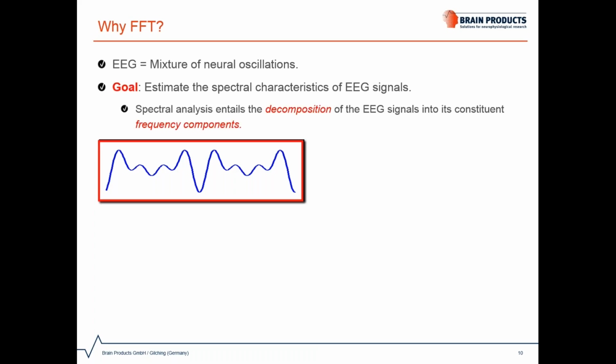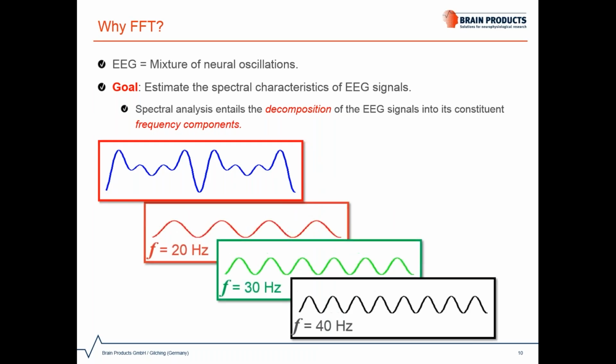The answer is using spectral analysis. And among the spectral analysis techniques, today's webinar will focus only on FFT. The blue signal represents EEG in time domain that we typically record. And our goal is to use spectral analysis to be able to evaluate the frequency components that constitute the original signal. So spectral analysis decomposes the original signal into its constituent frequency components. And as you can see, the original signal is composed of 20, 30, and 40 Hz frequency components.